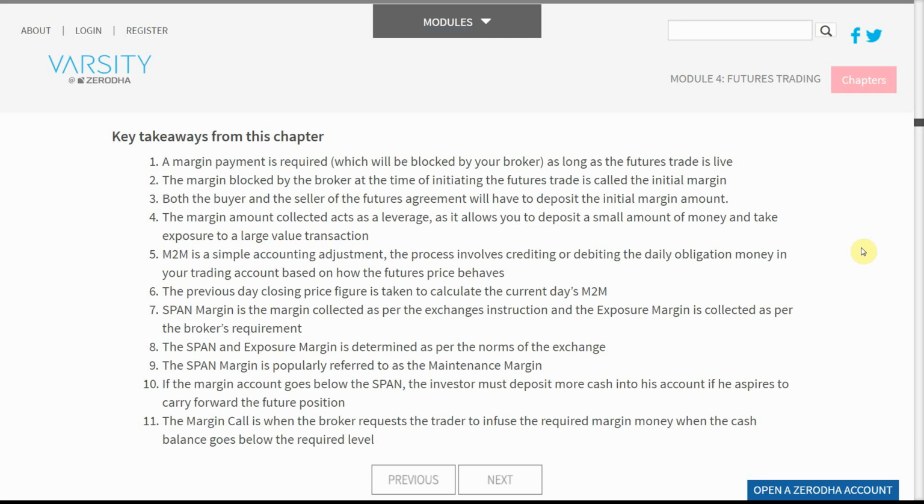If the margin account goes below the span, the investor must deposit more cash into his account if he aspires to carry forward the futures position. The margin call is when the broker requests the trader to infuse the required margin money when the cash balance goes below the required level.